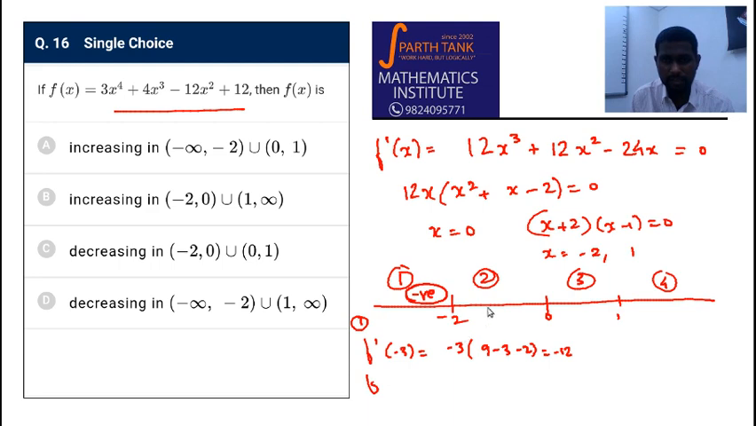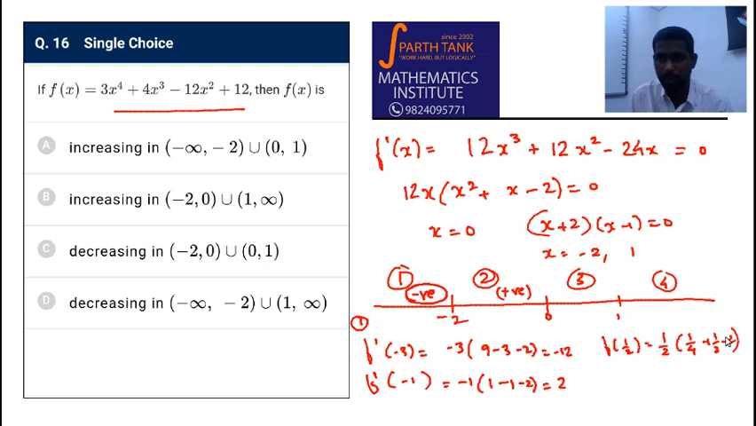Then in the second region choose minus 1. So I am choosing f dash of minus 1. That would be minus 1 into 1 minus 1 minus 2. This is plus 2, which is positive. Now here I choose f dash of 1 by 2. Now 1 by 2 becomes 1 by 2 into 1 by 4 plus 1 by 2 minus 2. Even without evaluating this, I know this is a negative term, positive term, so here it is going to be negative. That is f dash of x. I am speaking about f dash of x.